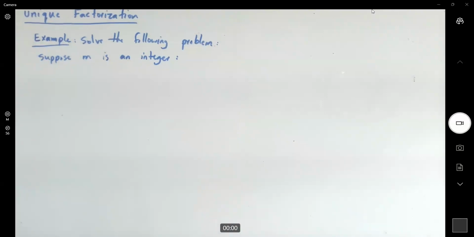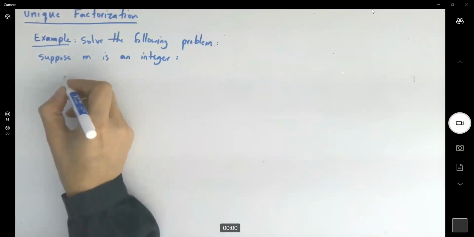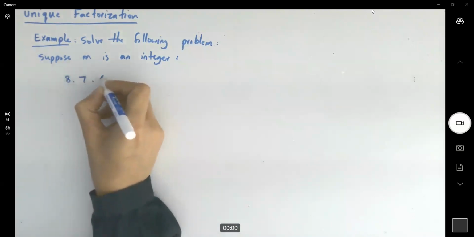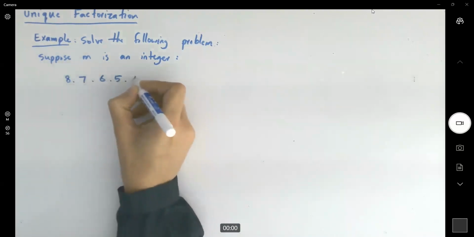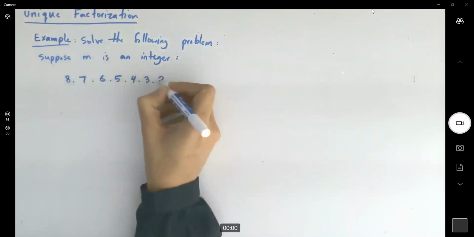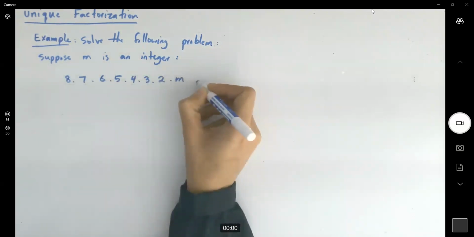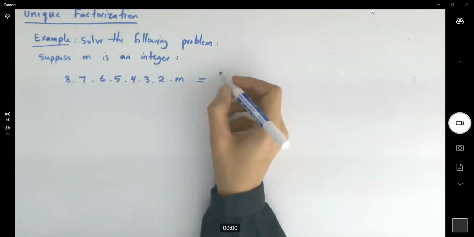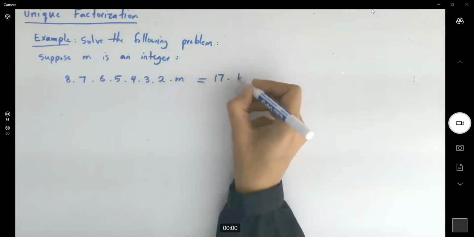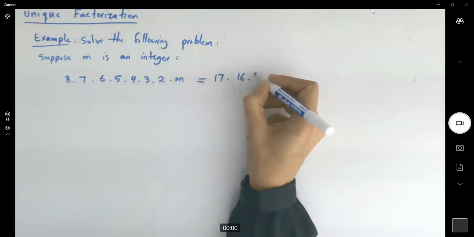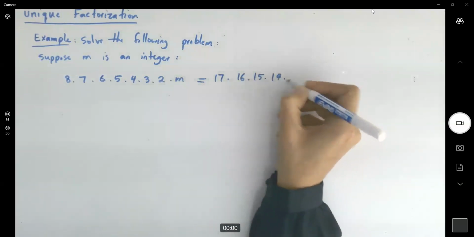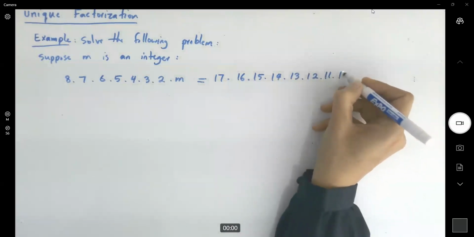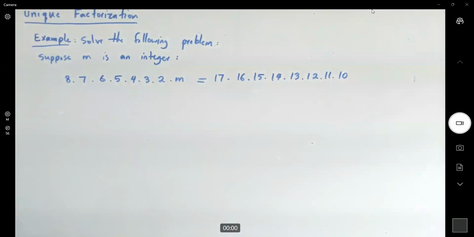What is the equation? On the left-hand side of your equation, you have 8 times 7 times 6 times 5 times 4 times 3 times 2 times m. On the right-hand side of your equation, you have the following: 17 times 16 times 15 times 14 times 13 times 12 times 11 times 10.